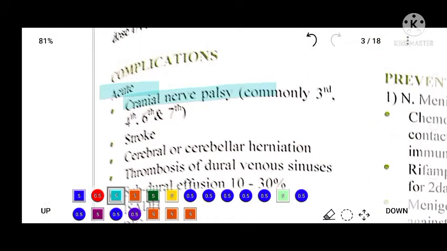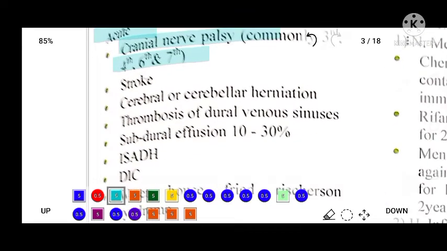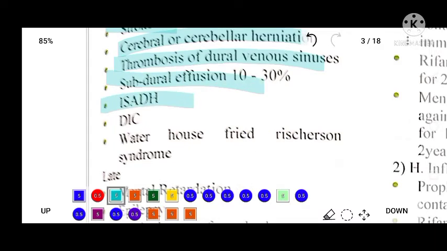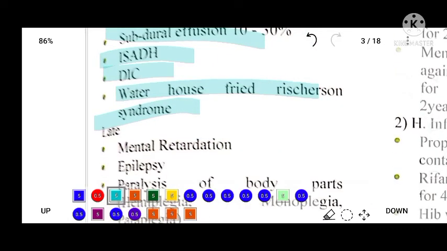For acute complications, there will be cranial nerve palsy like third, fourth, sixth, and seventh cranial nerve palsy. A stroke will be there, cerebral herniation, thrombosis, subdural effusion, and syndrome of SIADH will be there, DIC, and Waterhouse-Friderichsen syndrome can be there.